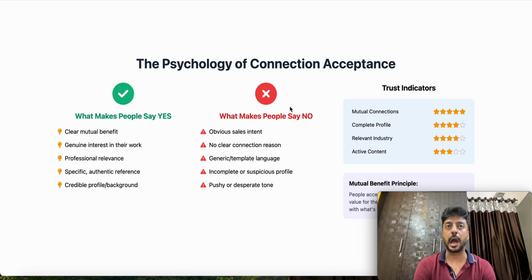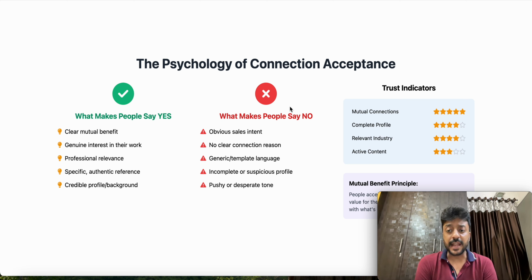But what makes these people say no? When you have obvious sales intent, that you are just here to sell them something. You don't care about the relations, you don't care about them, you don't care about their product. The only thing that you care about is making money, right? Then there is no clear connection reason, that you just want to connect because you want to send them a message, or maybe you just want to grow your network and then ghost them. You are just using a generic template that everyone is using, and they can smell it from any distance.